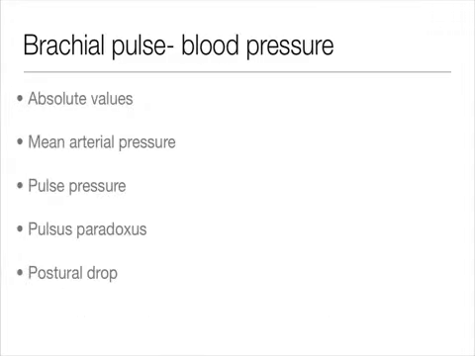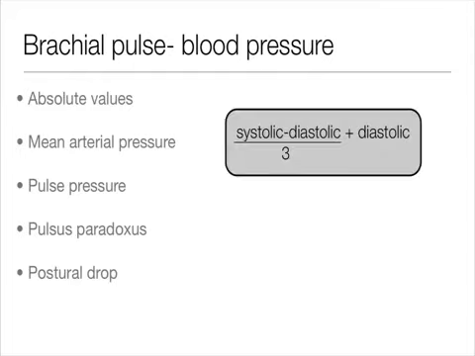So what else do we want to know about the blood pressure? Well, we want to know the absolute values, the systolic and the diastolic pressure. Hypertension is defined as a systolic pressure greater than 140 mm of mercury and a diastolic pressure of greater than 90 mm of mercury. We also want to know the mean arterial pressure, and the mean arterial pressure can be calculated by using this formula: the systolic minus the diastolic divided by 3 plus the diastolic pressure.